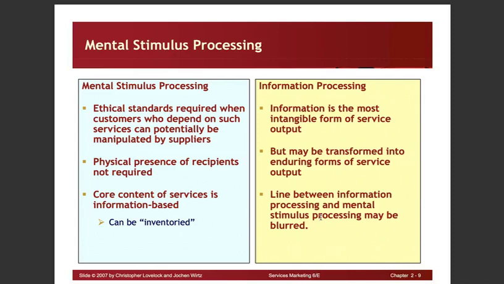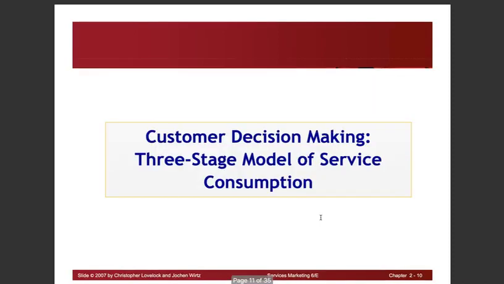Okay guys, don't be confused. So if it is blurred and it is not really black and white, it is maybe gray in the area. Okay, so don't be confused. So you can categorize that service into the combined mental stimulus processing and information processing, for example.